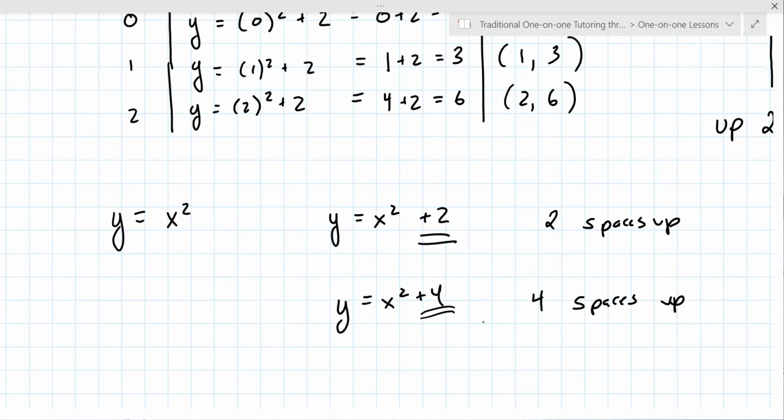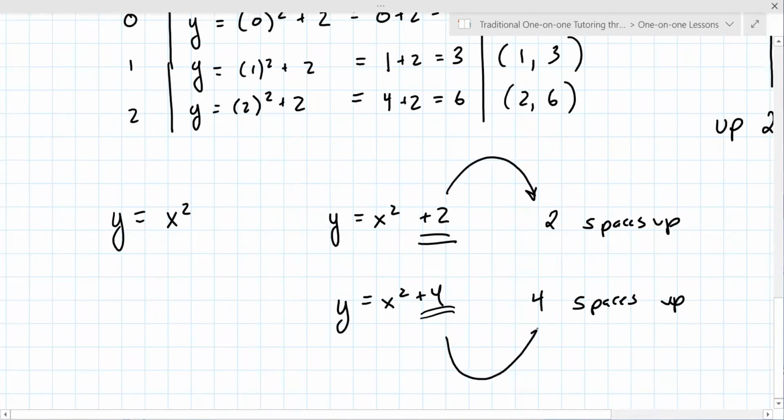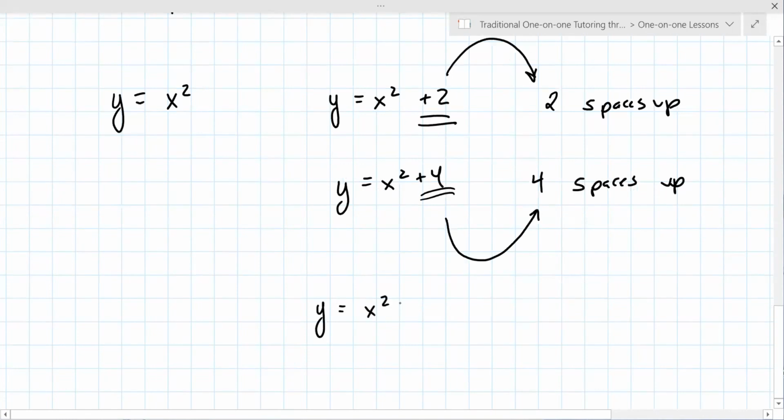That's a question for you, Sourish. Okay. So it's 6 spaces up. Well, no. The first one is 2 spaces up because it's plus 2. Why would the next one be 4 spaces up if it's plus 4? Because you have to add 2 spaces to 2. Right, but it's the number that tells you how many spaces up it is. Okay, so if I said y equals x squared plus 7, how many spaces up would it be? How many spaces up is plus 7?